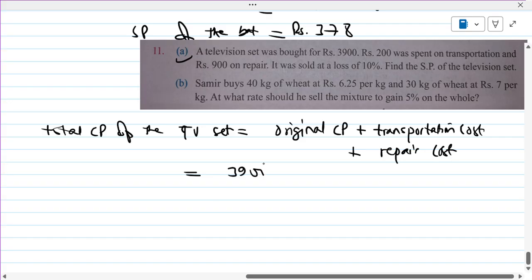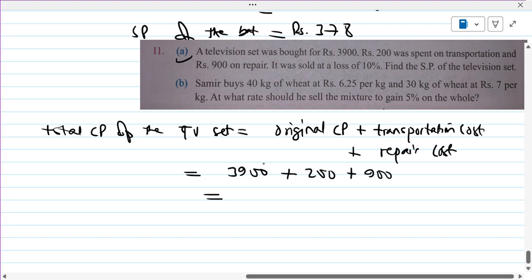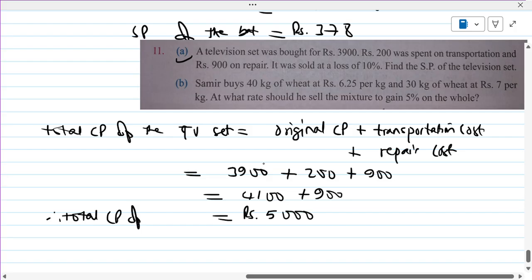So 3900 was the original cost price when he purchased it, and he spent 200 for transporting that TV set to his office or selling shop. And the repair cost is 900 rupees. So let's add. 3900 plus 200 is 4100, and plus 900 gives 5000. So the total cost price of the TV set is rupees 5000.